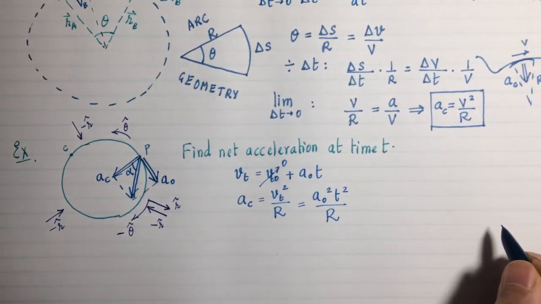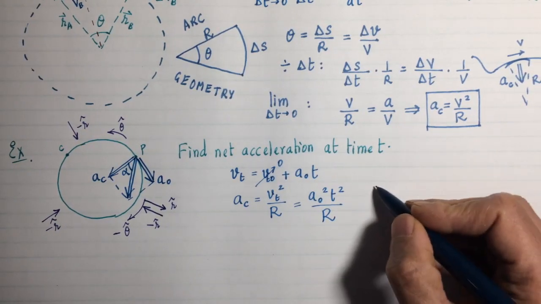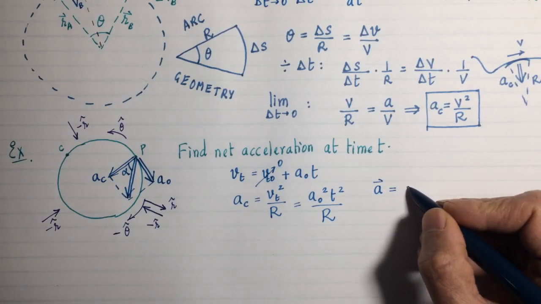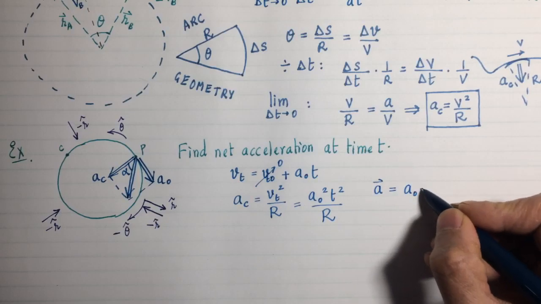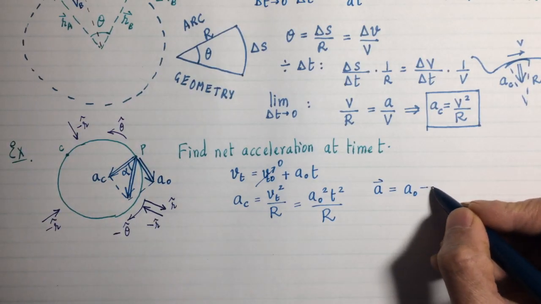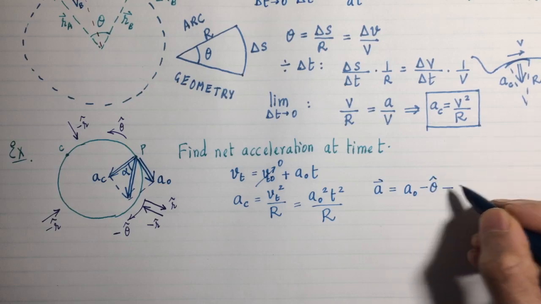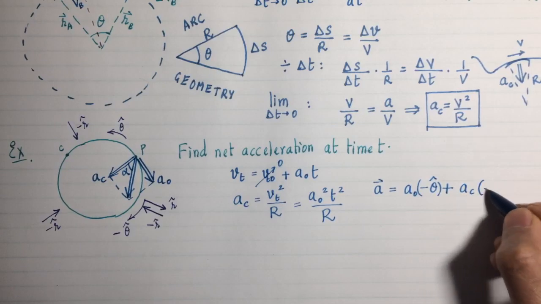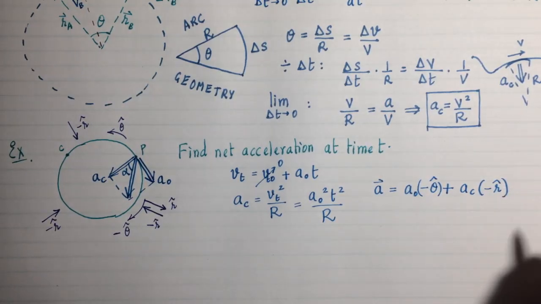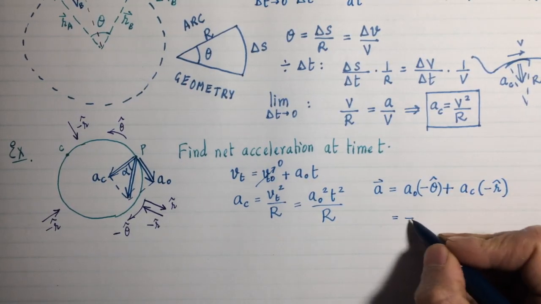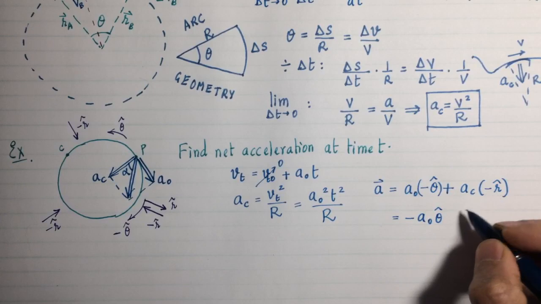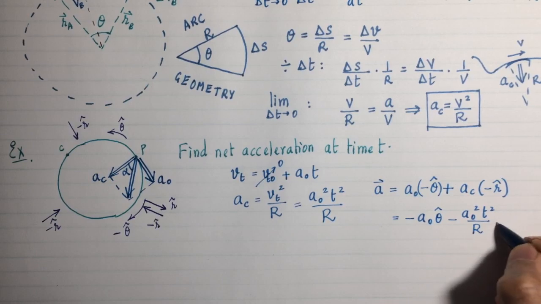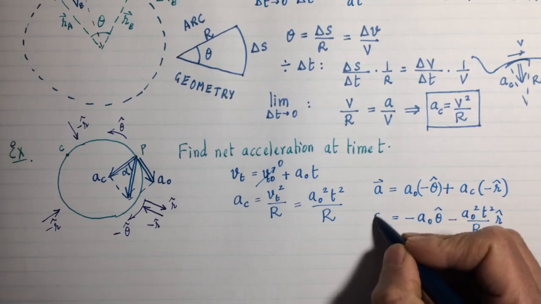Now, the total acceleration, a, and now let's try to be vector savvy, is going to be a naught in the well, the car goes like this, so it's going to be a naught in the negative theta hat direction, and then it's also going to be plus a sub c in the negative r hat direction. Okay, so let's put the values here. That's going to be negative a naught theta hat, negative a naught squared t squared over r r hat. So that's the acceleration written as a vector.